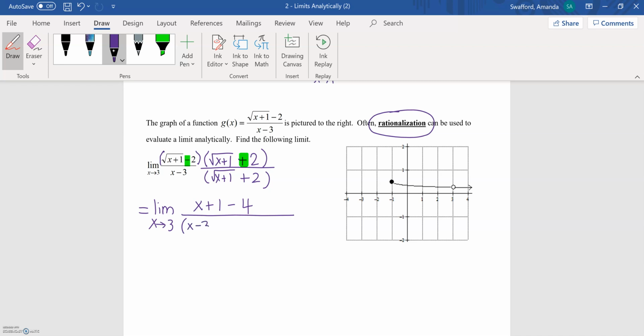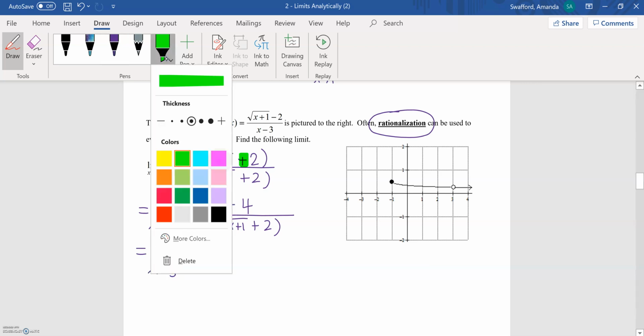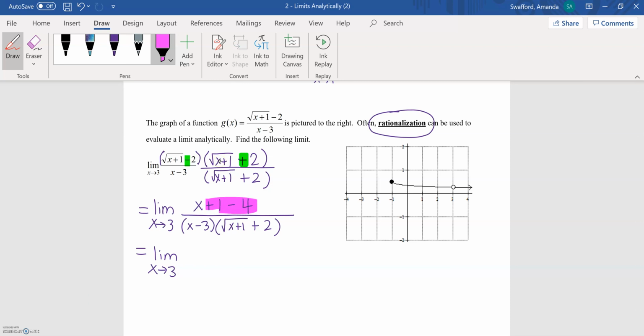All right, now in the denominator, I'm going to leave my factor of x minus 3 and my factor of the square root of x plus 1 plus 2. I'm not going to FOIL that out because remember, the whole idea is to factor things so that things will cancel. So we need to leave the denominator in its factored form. Now I'm going to collect like terms up here. This plus 1 and minus 4 can combine, so that's going to give me x minus 3. And look how convenient. I have an x minus 3 in the denominator. So this is going to work out for me, and I'll be able to cancel the x minus 3's.